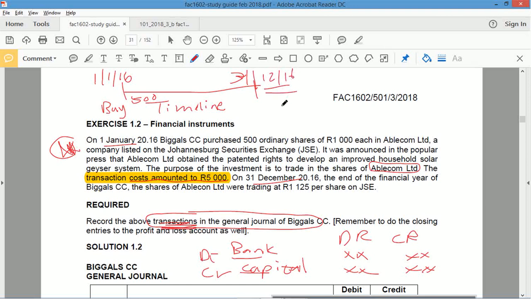End of the year. Okay, so they want us to record the transaction. So recording the transaction means start here. Okay, so if I start there, what happened on the 1st of the 1st? I purchased 500 shares of 1,000 rand each. Good. So it's going to be 500 times 1,000. Yes, that'll be the total amount that you would have to disclose in the journal. So I'm scrubbing this out so I can put that here.